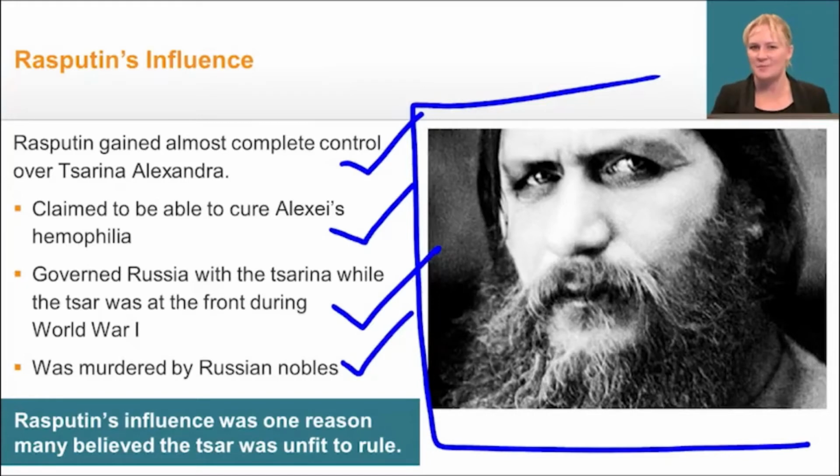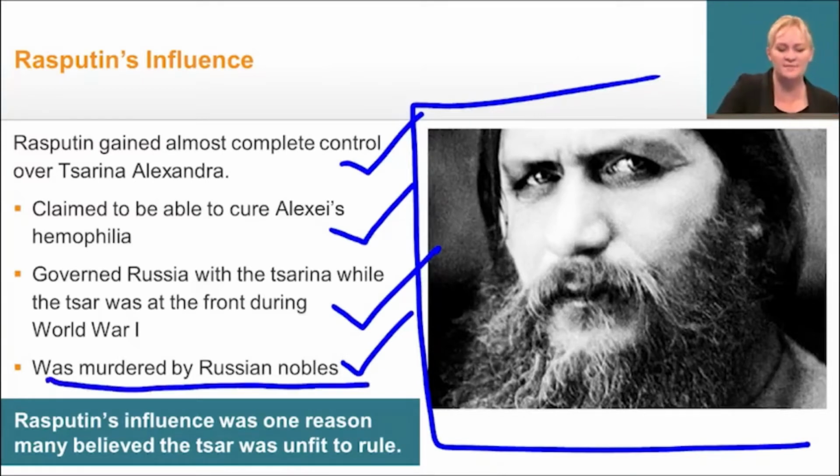Why was he murdered by Russian nobles? Well, first, he was kind of a bad guy, but second, and most important to remember, was that he was a peasant monk. He was killed by nobles who saw that if a peasant could gain influence over another noble, especially one like the Tsar or his wife, that could be seen as a large threat to that small, wealthy, privileged class that we talked about. So Rasputin's influence was another reason that many believed that the Tsar was unfit to rule.